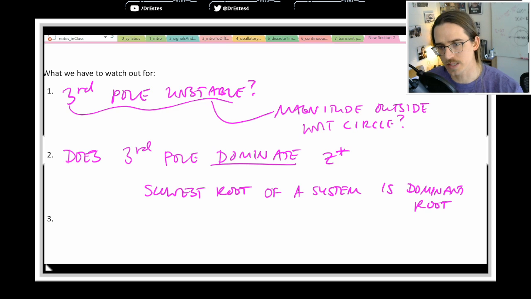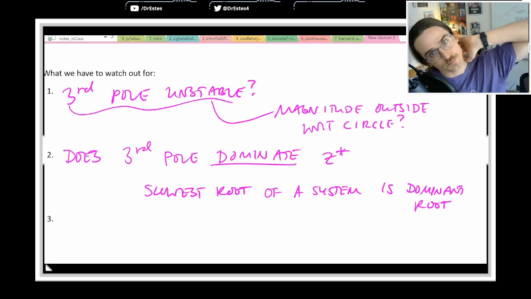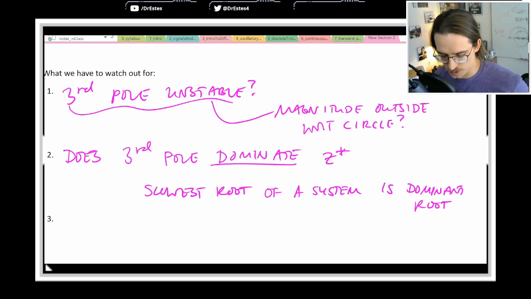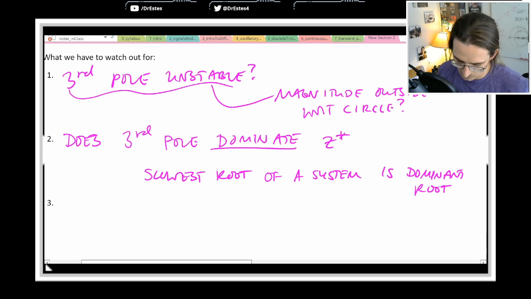So, let's say I want a settling time of like 1 second for my system, and I choose Z star to achieve that settling time. If my third closed loop pole has a settling time of like 5 seconds, well, now the overall system is only as fast as the slowest pole. So that's why you have to watch out for this: does the third pole dominate Z star?